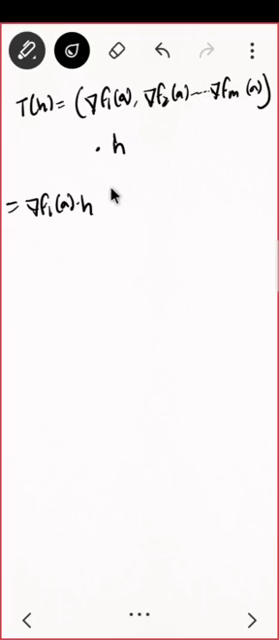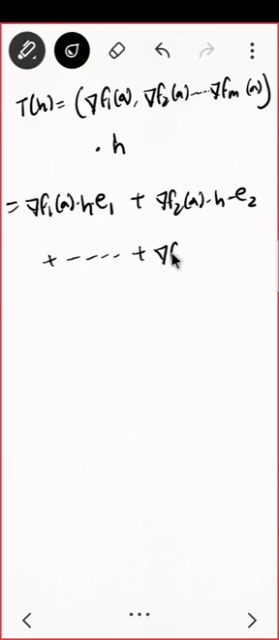Del f_k into h, so it will be del f_1 into h. This will be a vector in the first quadrant, because every other component is 0: f_2, f_3, everybody is 0. So it will be in the first quadrant, so you can multiply by e_1, the standard vector. Same here also: del f_2 at a into h will be only in the second quadrant, so you can write it dot e_2, up to del f_m at a into h dot e_m.